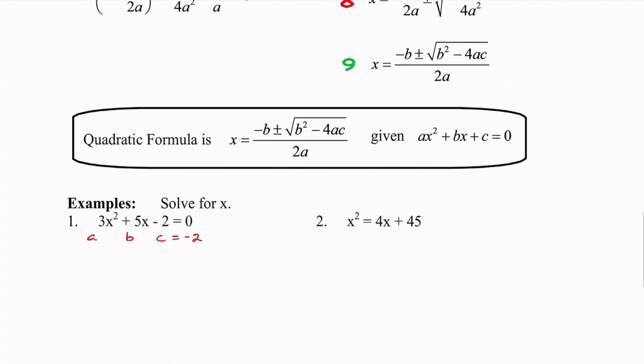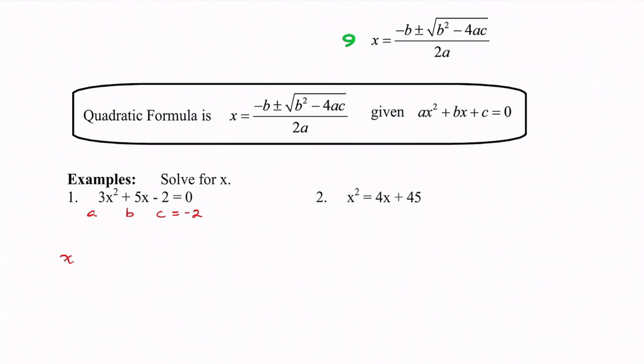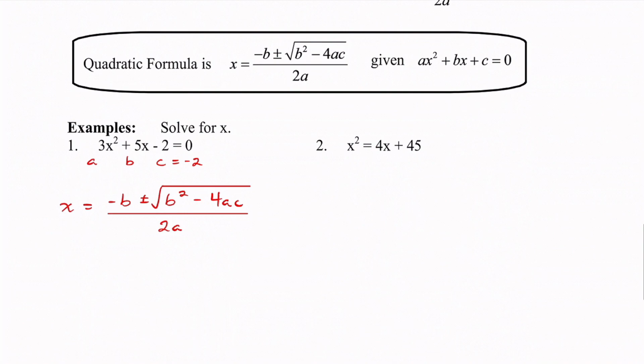So from there, I'm going to write out my quadratic formula. So x equals minus b plus or minus the square root of b squared minus 4ac. And then all that is being divided by 2a. So we just take these numbers that we just found here and I just plug them into this. So always just be really careful of plugging them in.